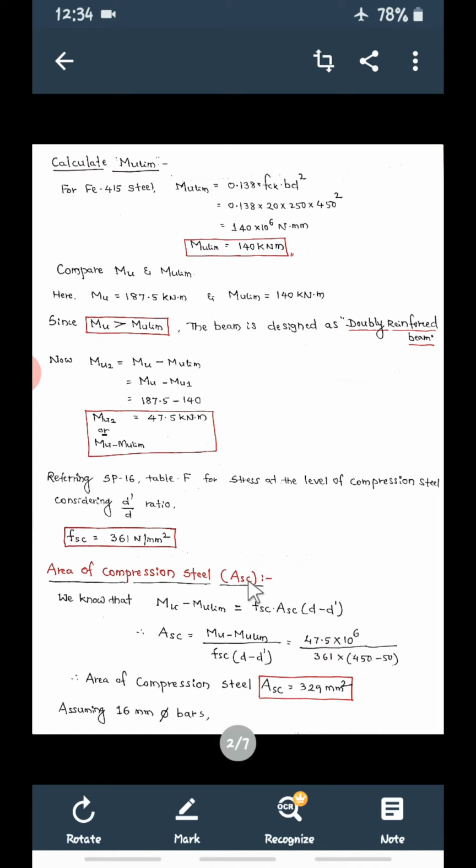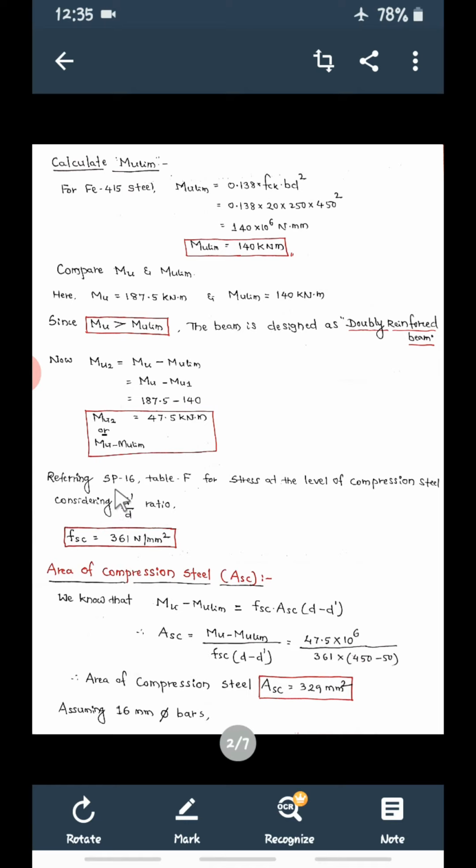But to calculate this ASC, first we have to calculate FSC. What is FSC? It is the stress at the level of compression steel. So top compression steel will be provided. At that level, what will be the stress? That is FSC. So to calculate FSC, we have to refer SP16.